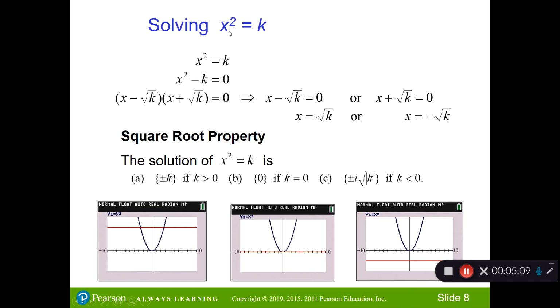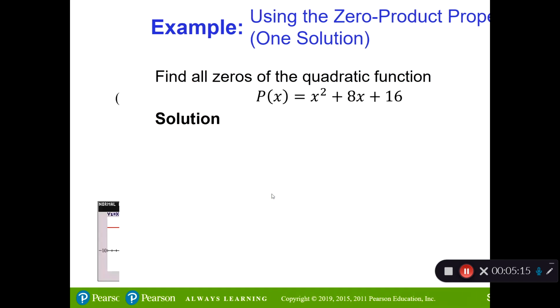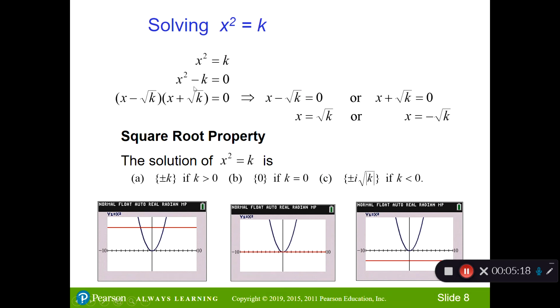Now, when I have something squared equals 0, as in this previous example here, notice I took the square root of both sides to solve the equation. So I could do that with any number. Take the square root of both sides of the equation, and I'd have x equals plus or minus the square root of k. So I'll have two solutions if k is a positive real number. If k is 0, then it'll only be one solution. And if k is a negative number, then I'll have no real solutions because I'll get an imaginary value.